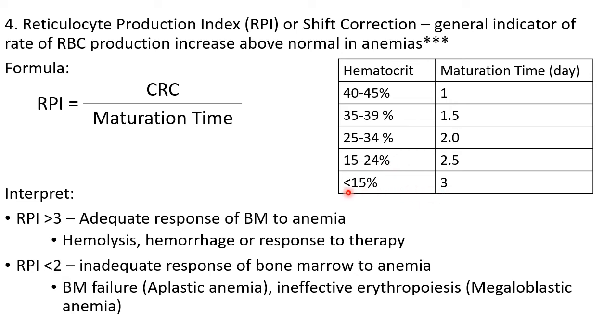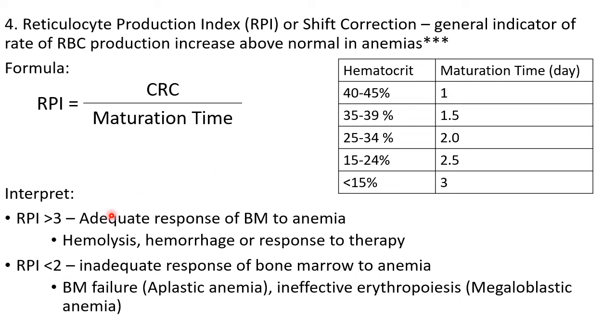Hopefully, what will be used in the boards is this one from the products. Actually, it varies per book. What's important is that we know that a normal hematocrit is equal to 1 day maturation time.